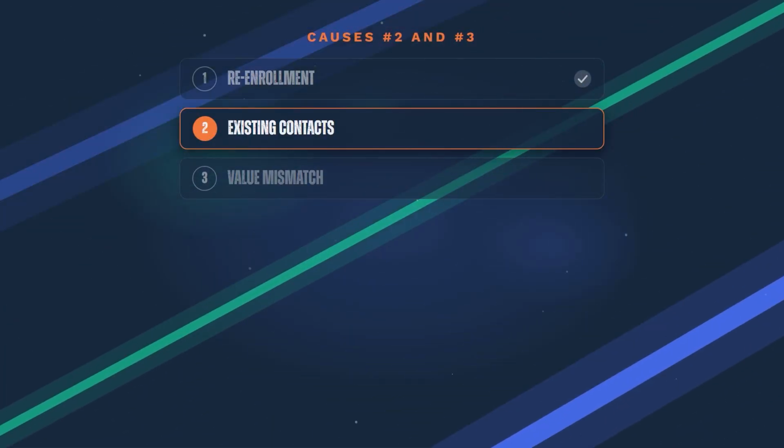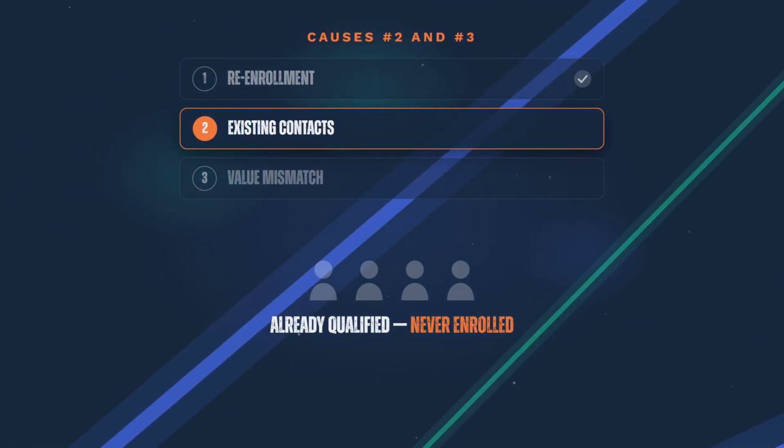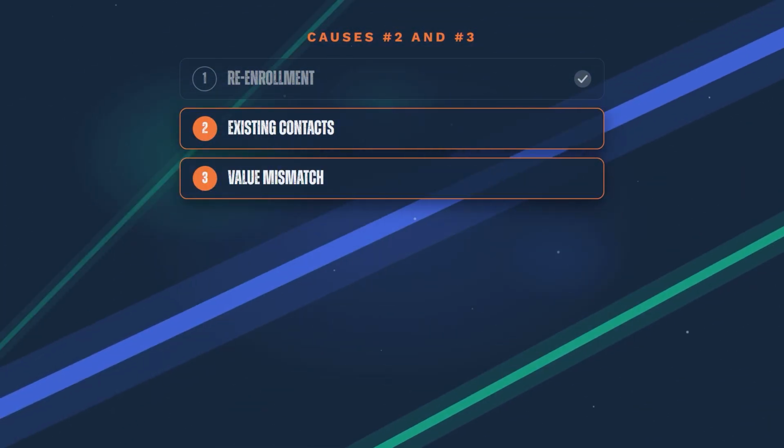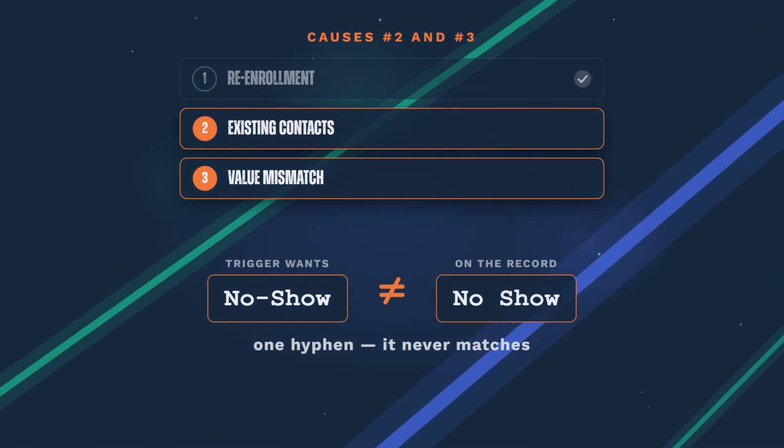Number two, you turned the workflow on and didn't enroll the people who already qualified. Number three, your trigger is looking for a value that doesn't exactly match what's on the record.